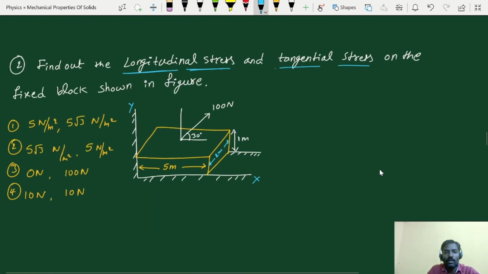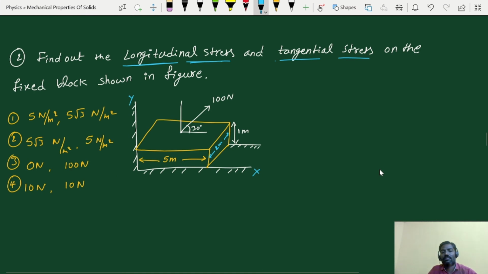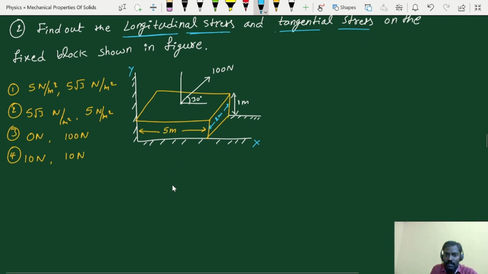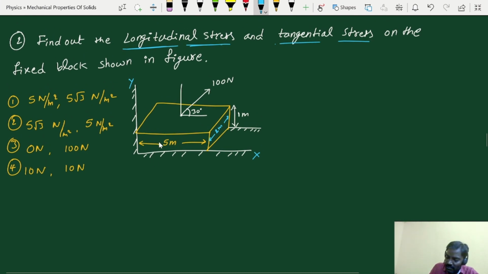Next, let's move on to the other question. Pause the video, try from your end first. In this question, they are asking to find the longitudinal stress as well as the tangential stress. The given diagram is a block placed on the floor in such a way that a 5 meter by 2 meter area is on the floor, and the height of the block is 1 meter, and a 100 Newton force is acting on the top surface, making 30 degrees with the horizontal.